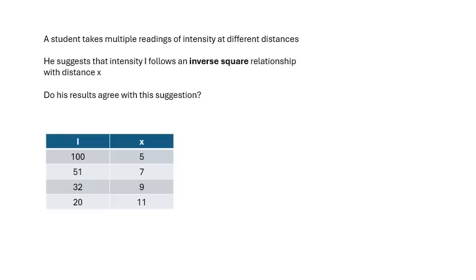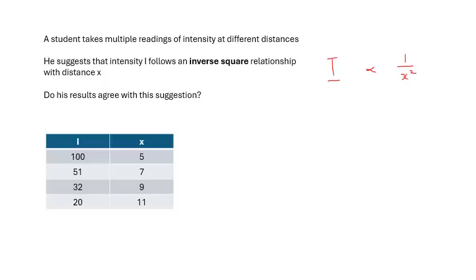Right then, moving on. A student takes multiple readings of intensity at different distances. It might be light intensity, it might be gamma radiation with distance. He suggests that I follows an inverse square relationship with distance. In other words, he suggests that the intensity is proportional to 1 over x squared. And we've got some data here from his experiment. So do you agree that it follows that relationship?